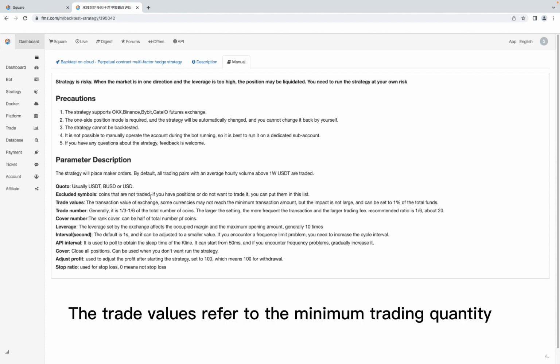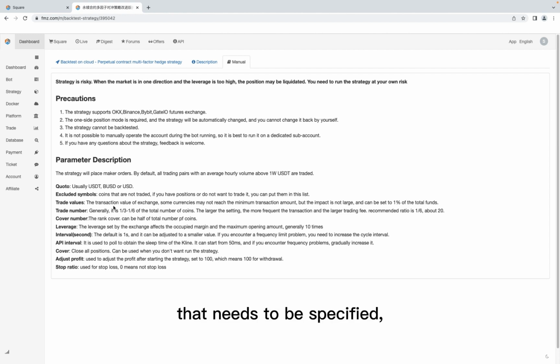The trade values refer to the minimum trading quantity that needs to be specified, because each trading pair and variety has a minimum trading quantity. For example, the minimum trading quantity of some varieties is set to 100 USDT. If this place is set to 90 USDT, there may be no way to open a position. So this place is usually set as 1% of the total capital.